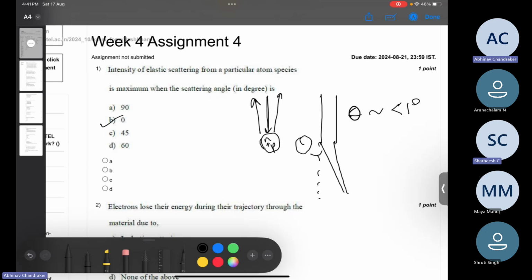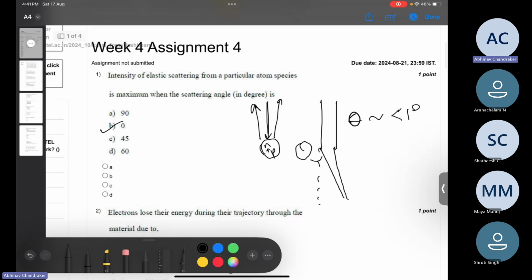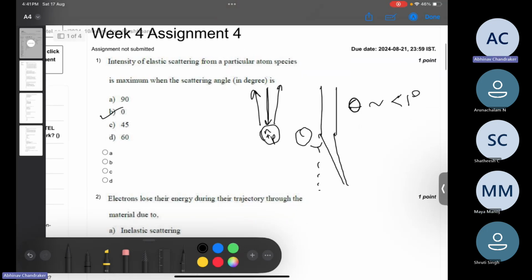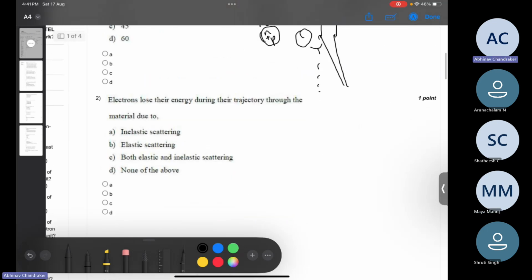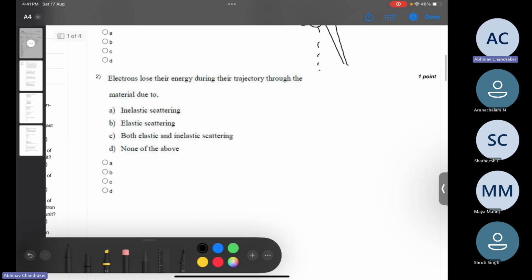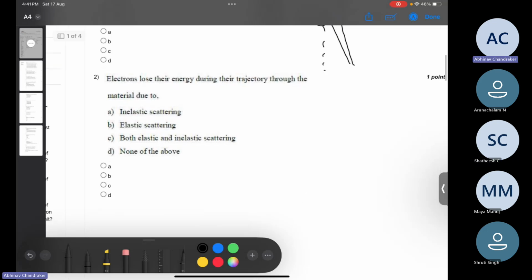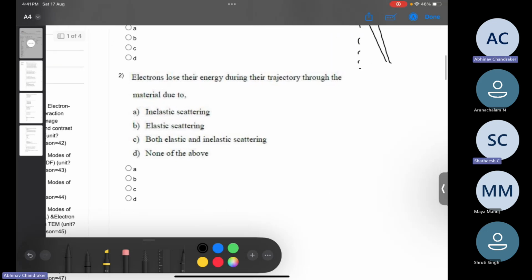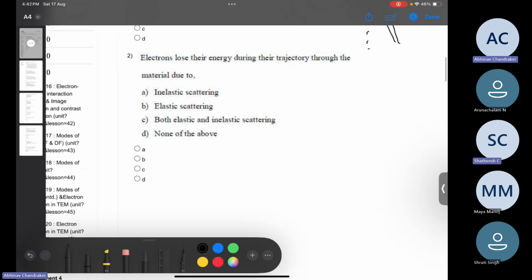So now you are able to understand why it won't be 45 degrees. If you have any doubts, you can let me know. Okay, so let's now try to answer the second question.